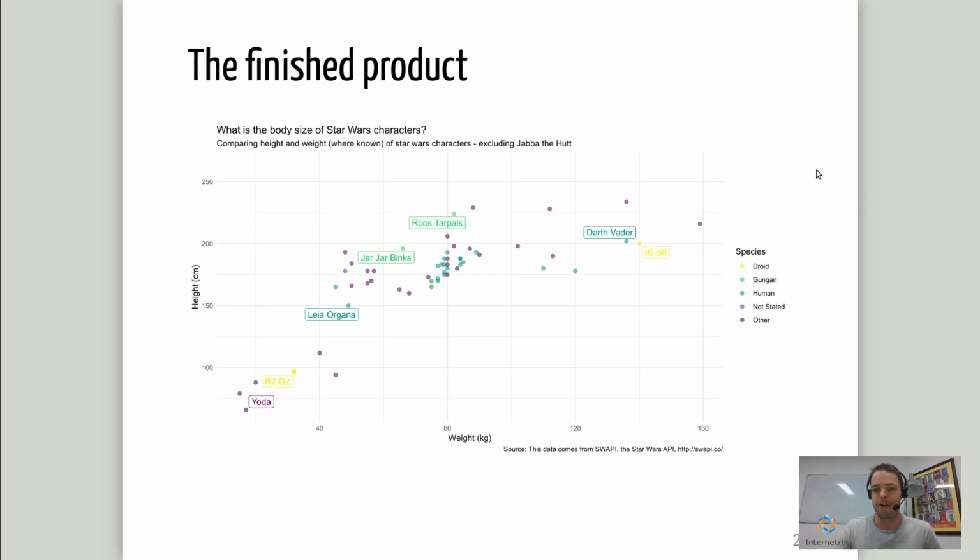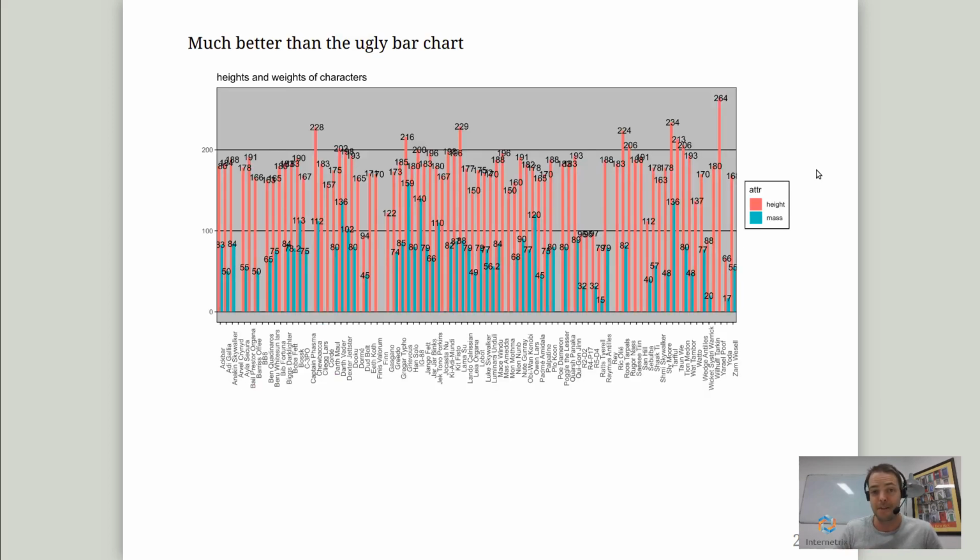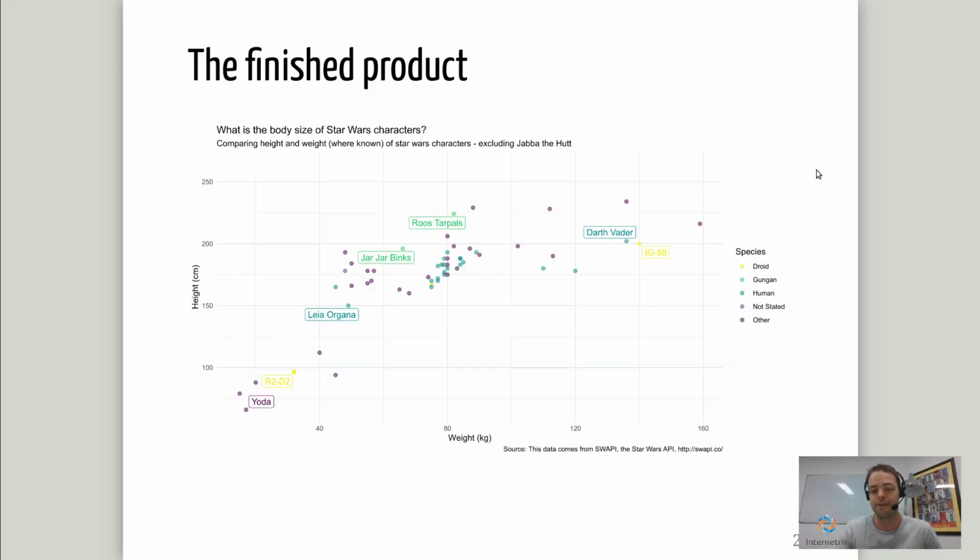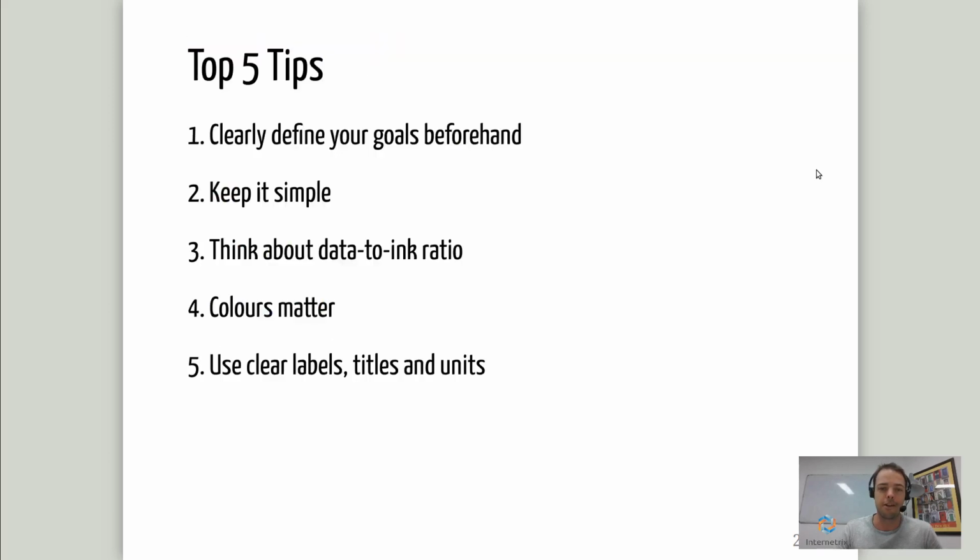So with a bit of minor polishing, we've got a pretty good finished product here, and that helps convey the key objective that we're trying to convey in a much better way. Certainly much better than the ugly bar chart that we started with. So there you go. Those are our top 5 tips for creating effective data visualizations. Remember, clearly define your goals beforehand. Keep it simple. Think about data to ink ratio. Colors do matter. And always use clear labels, titles, and units.